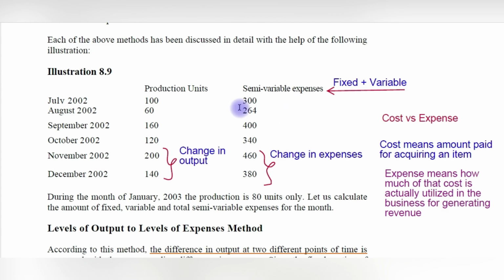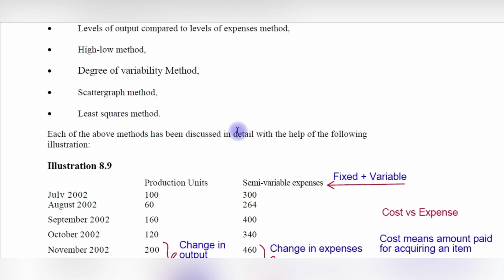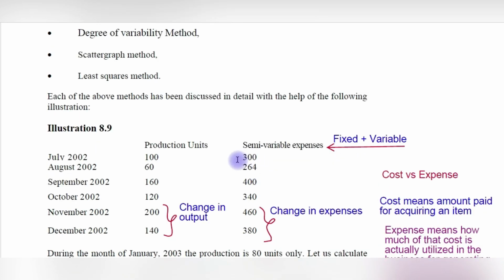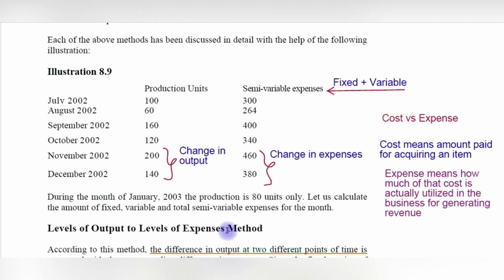The semi-variable costs for each month are also given. Now, how does the levels of output and levels of expenses method find the variable part of the semi-variable expenses? Semi-variable expenses means fixed component plus variable component together, or you can call it total expenses. In the total expenses, how do we find the variable part? This method says that you find out the change in the output. From 200 to 140, 60 units are decreased from November to December. In the same months, expenses also reduced from 460 to 380.